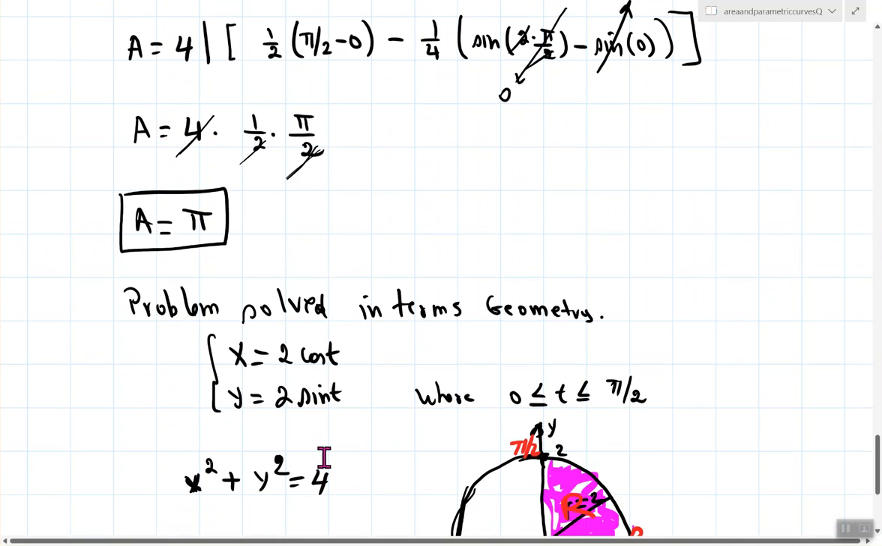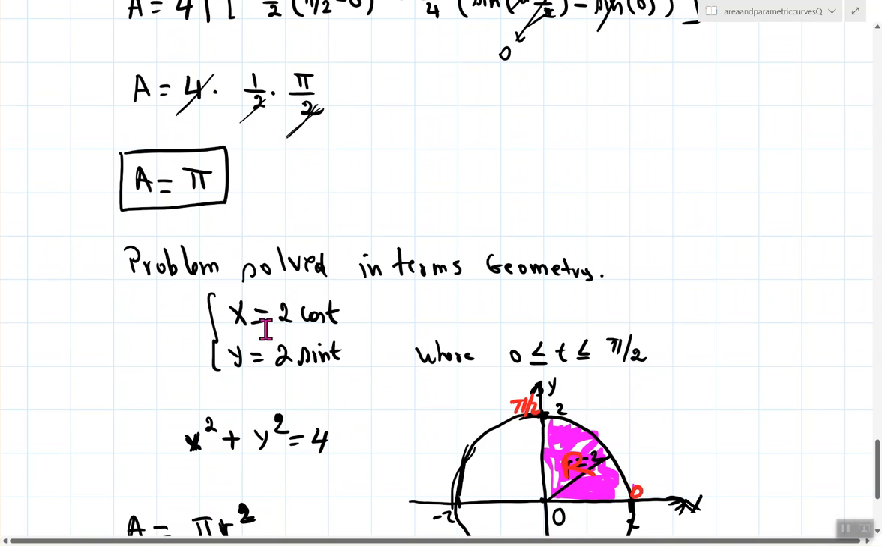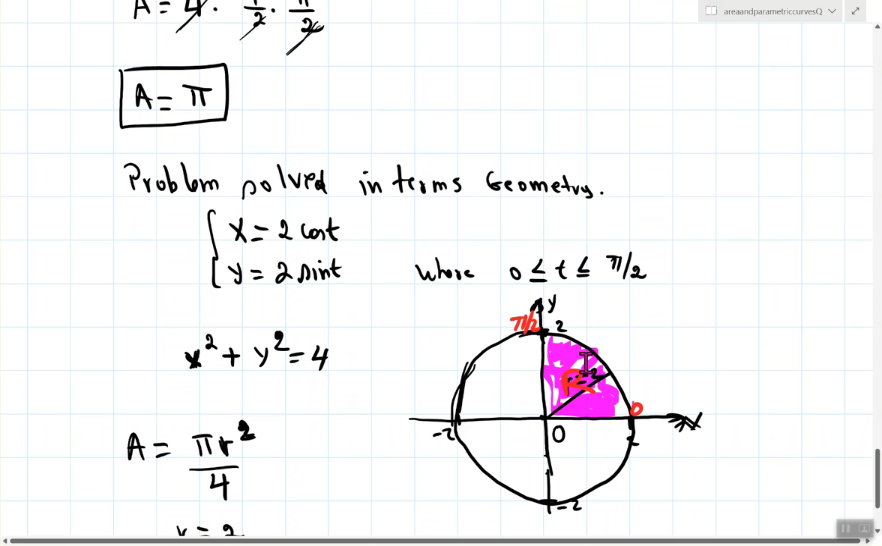This same problem can be solved using geometry. x equals 2 cosine t, y equals 2 sine t, when t is between 0 and pi over 2. This is a quarter of the circle with radius 2, because you can see the radius is 2 there. And the equation of this circle is x squared plus y squared equals 4.